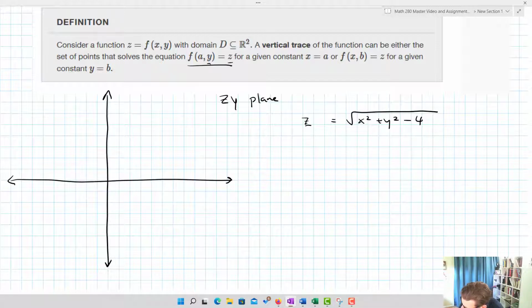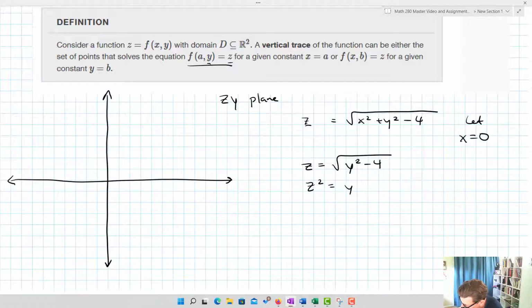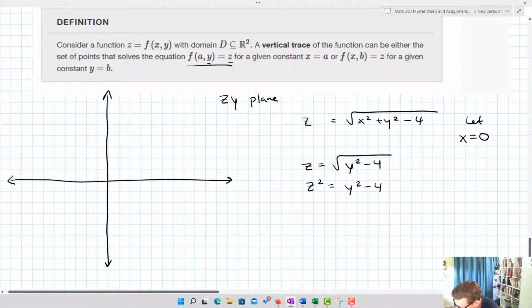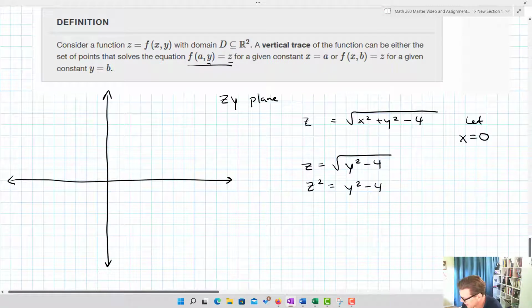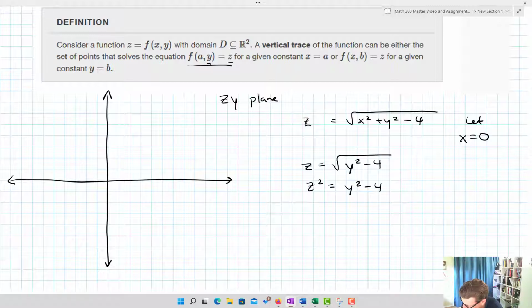Let's say, for example, we let x equal 0. Then we get z equals the square root of y squared minus 4. If we square it, z squared is going to equal y squared minus 4. For this function, it's a little bit different: we've basically got something that's going to look like a hyperbola. We'll see that in just a second, because we'll write this as y squared minus z squared equals 4.